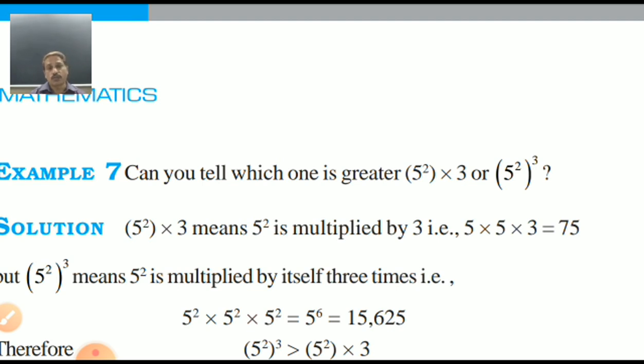But what about 5 raised to 2 all raised to 3? Very simple. 5 raised to 2, 3 times. 5 raised to 2, 5 raised to 2, 5 raised to 2. Altogether 5 raised to 6. 5 raised to 6 gives me 15,625. So this number is bigger than 75. That's why 5 raised to 2 raised to 3 is greater than 5 raised to 2 multiplied by 3.